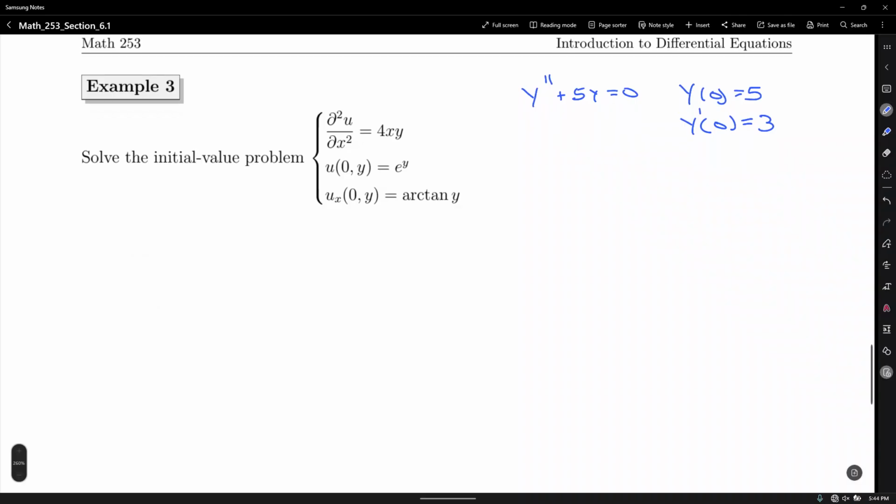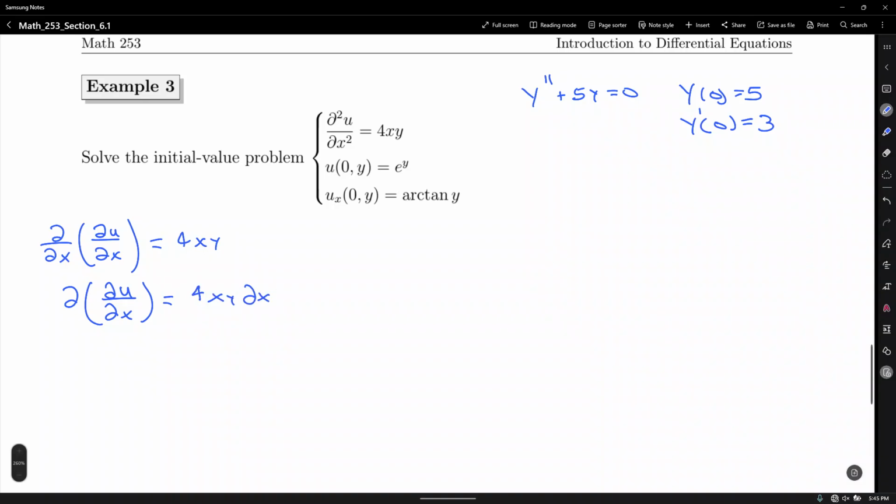Well, first of all, solve the PDE. Okay, solve the PDE. Partial with respect to x. Change the notation first. Equals 4xy. I'm going to multiply by a dx. So that's the partial differential of u with respect to x equals 4xy dx.